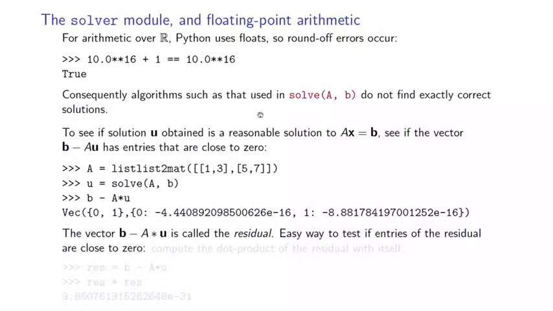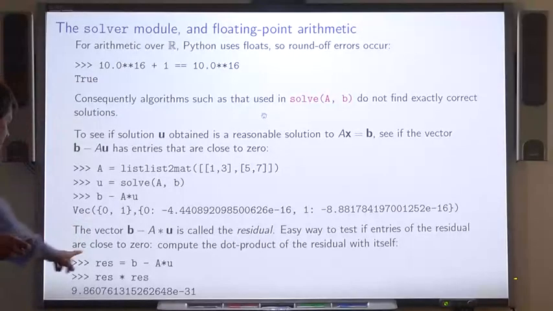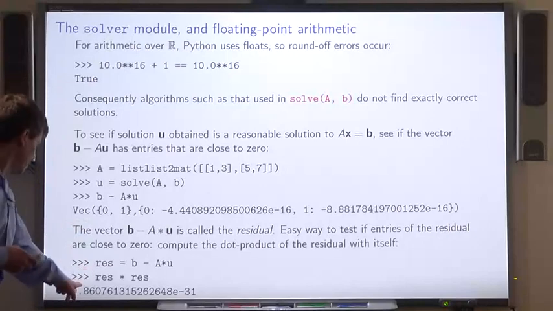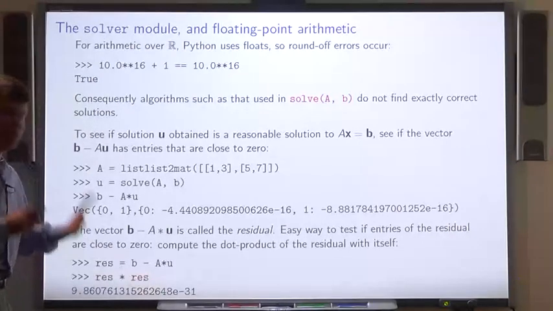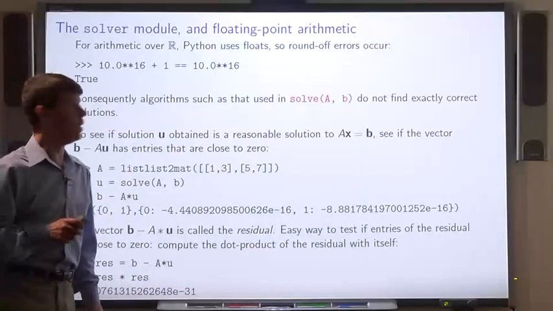An easy way to test if the entries of the residual are close enough to 0 is to compute the dot product of the residual with itself. In this case, the dot product is this tiny number. So we're pretty confident that we've gotten a solution to this equation.